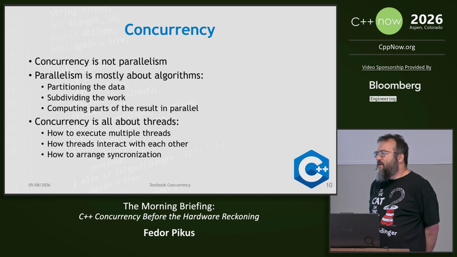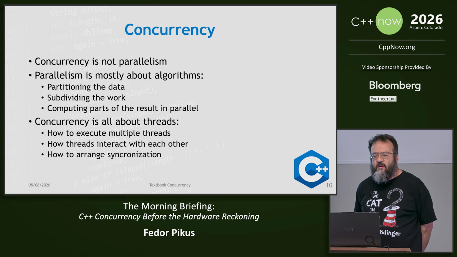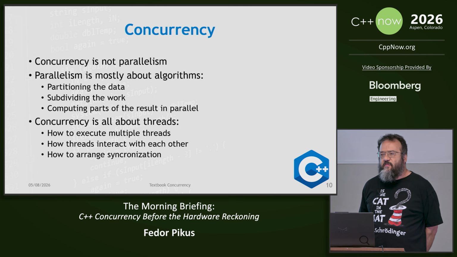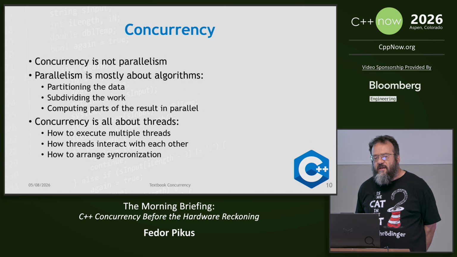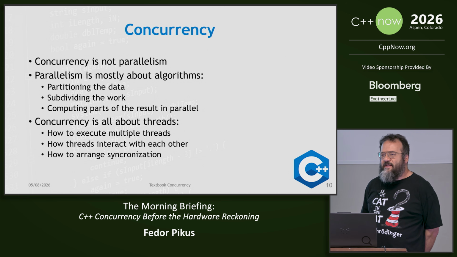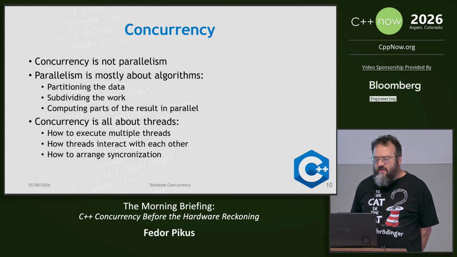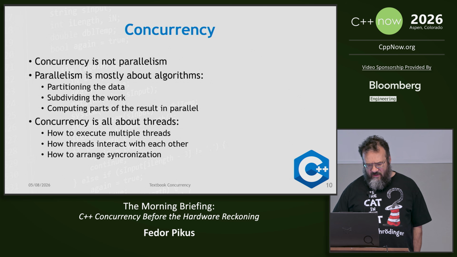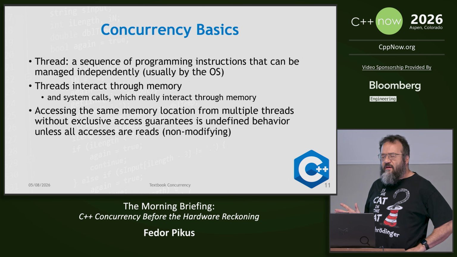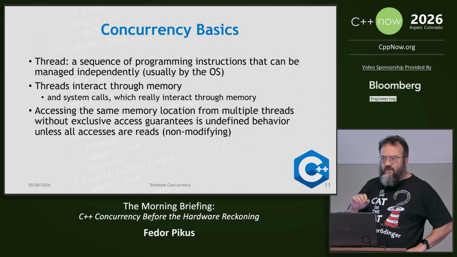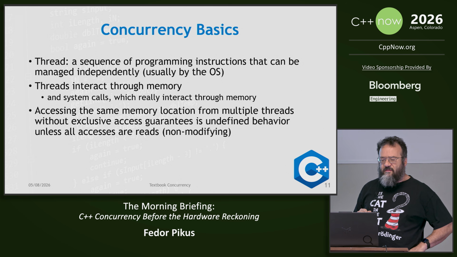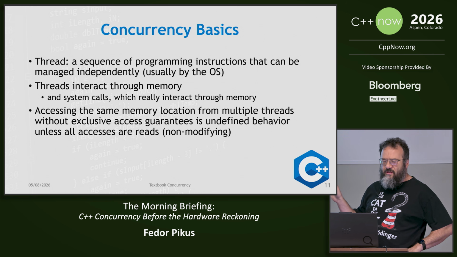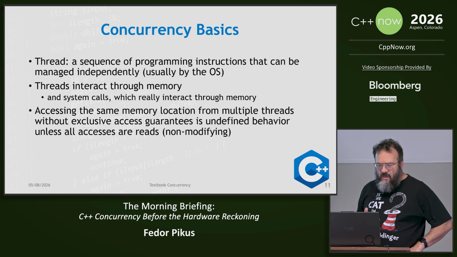Now, ground rules and basics. Concurrency is not parallelism. Parallelism is mostly about algorithms and data partitioning, dividing the work, getting the work done in parallel. Concurrency is all about threads, and how to synchronize them, how they interact with each other. Intuitively everybody understands what a thread is. There are several popular definitions. One of the classic ones: a sequence of programming instructions that can be managed independently. Usually the managing part is done by the OS, but it doesn't have to be.